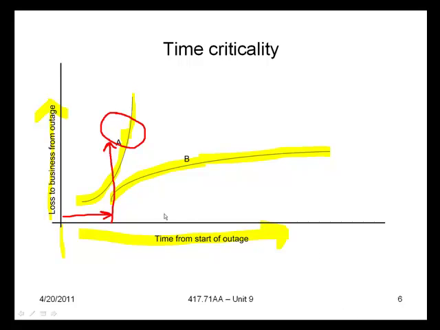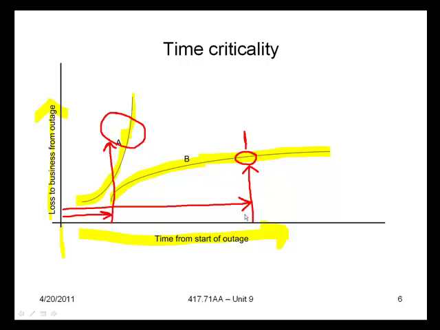the process outlined in B here may not become critical until much later. And you'll notice that the cost to implement B is less. In this drawing here, it's not quite so dramatic, but there is a difference between A and B. And you'll also notice that you have a greater amount of time to recover.